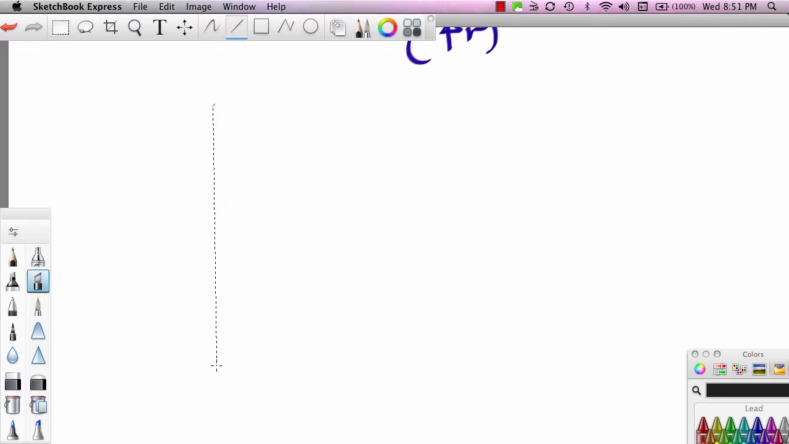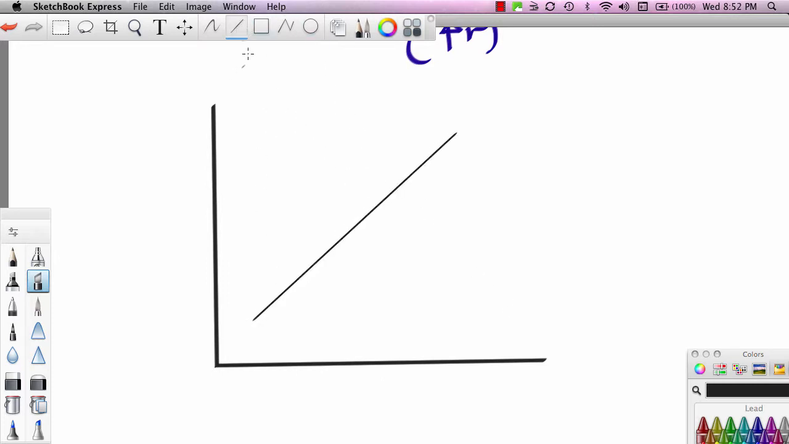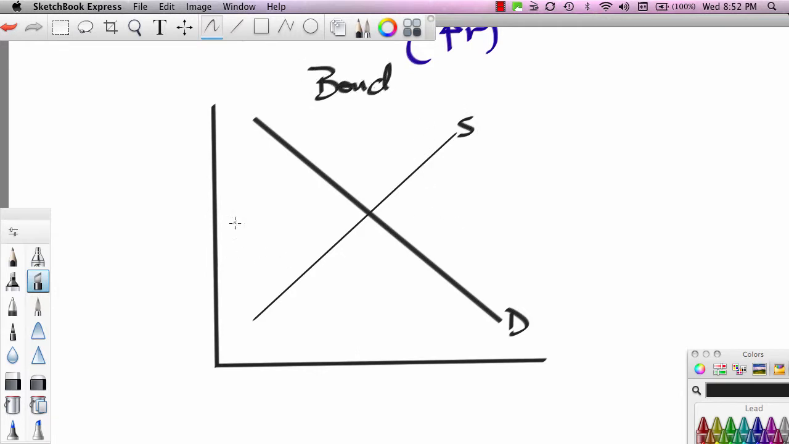Let me use this graphing function here real quickly. So we're going to draw this graph. We need a supply and demand curve. This is our supply curve. This is our demand curve. And this is the bond market. Yes, you can use supply and demand to talk about the bond market. And here's the equilibrium price of bonds. This is the price of a bond.